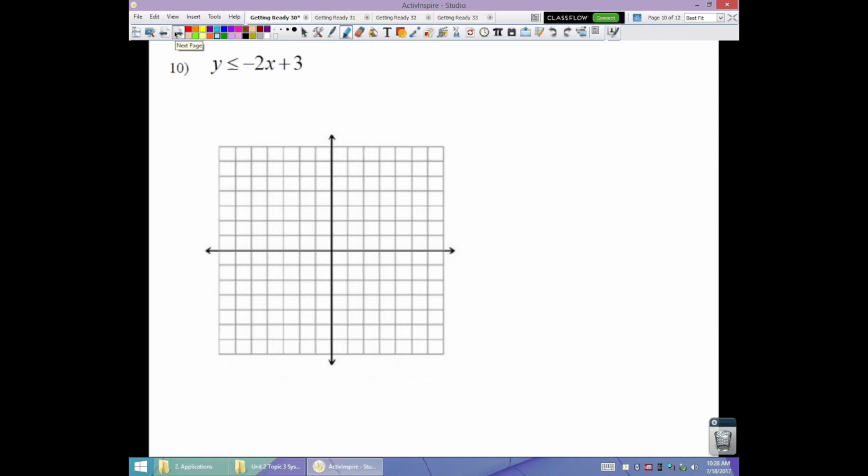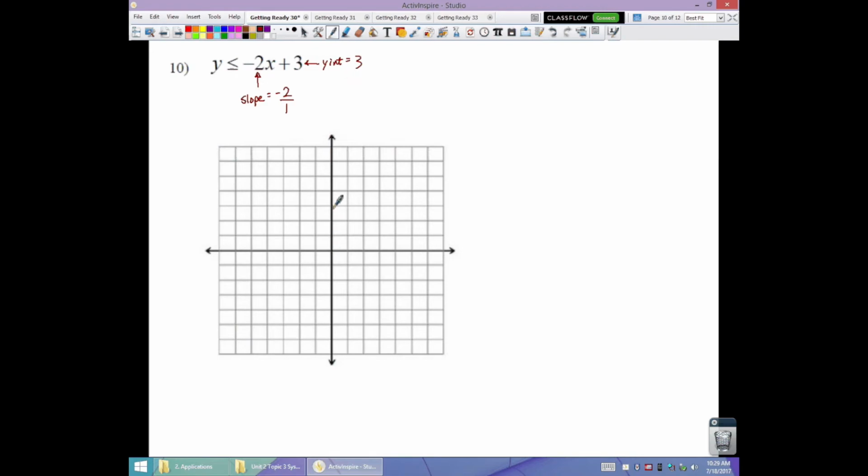Okay. Number 10, also in slope-intercept form. Again, that makes everything much, much simpler. So slope is the coefficient of the x term, so it's negative 2, and as a fraction, that's negative 2 over 1. My y-intercept is positive 3.